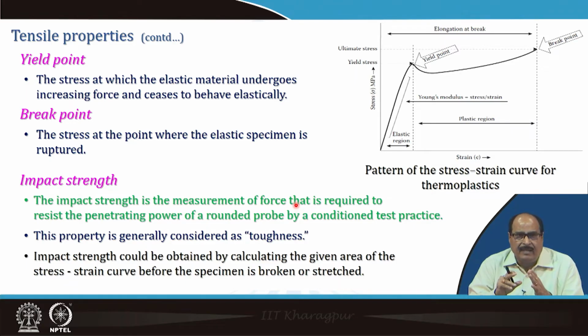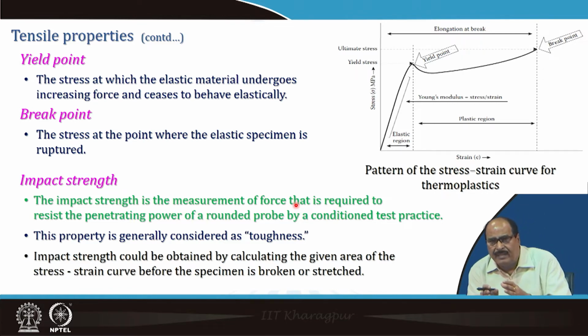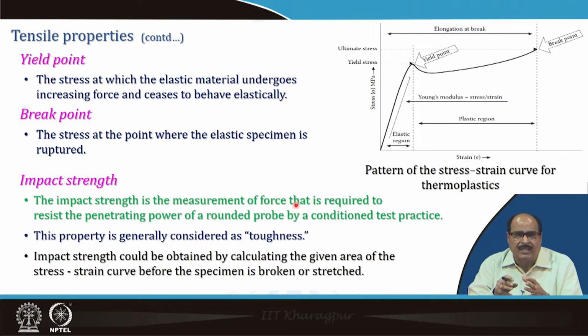And impact strength is the measurement of force that is required to resist the penetration power of a rounded probe by a conditioned test practice. This property is generally considered as toughness. Impact strength could be obtained by calculating the given area of the stress strain curve before the specimen is broken or stretched. You can see that it is the break point here. There is the yield point here in this graph. That is the elastic region.